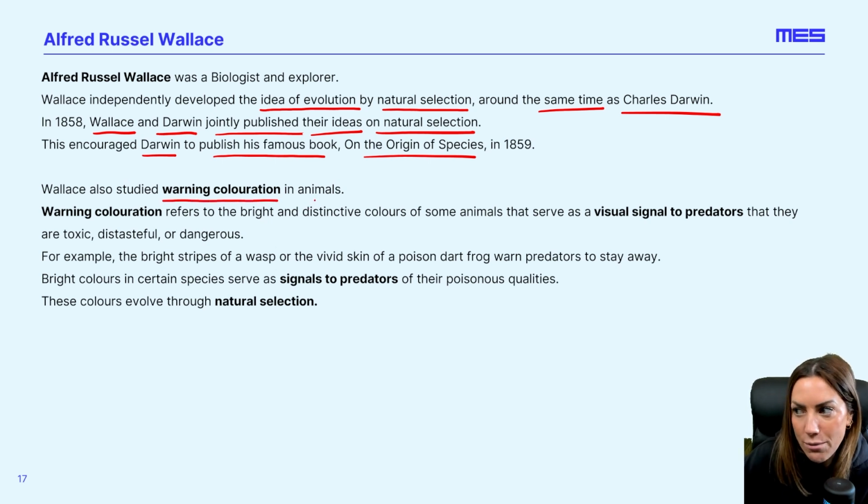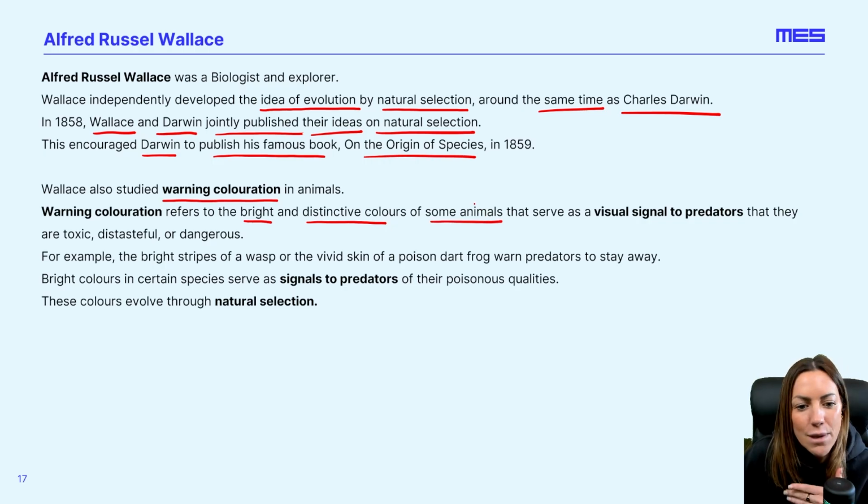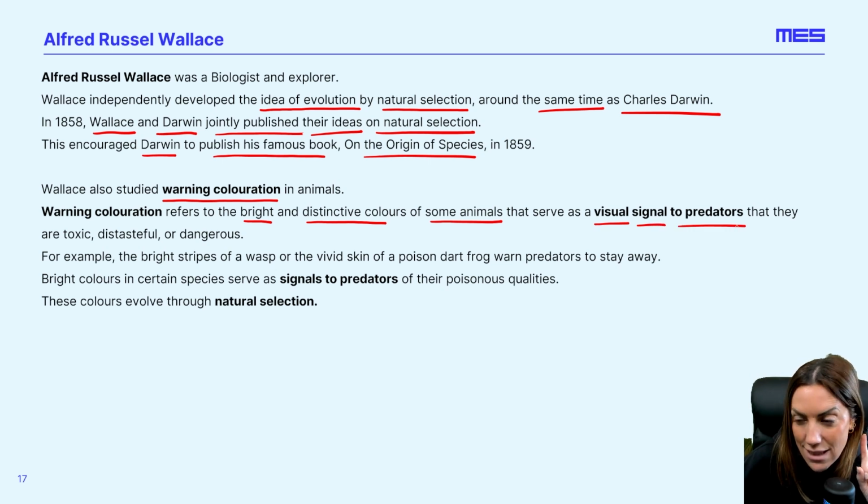So this could come up on a triple science paper. Warning coloration refers to bright and distinctive colours that some animals have, like the poison dart frog or the coral snake or a hoverfly versus a wasp, right? Warning colours, brightly coloured, brightly patterned. And he's saying they seem to act like a visual signal to predators that indicates this animal is toxic, produces a poison, maybe it tastes really bad, maybe this animal is dangerous.